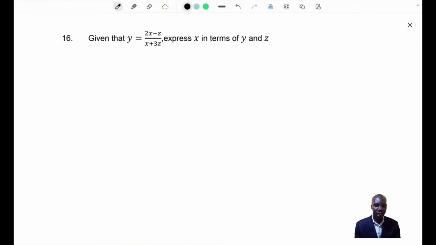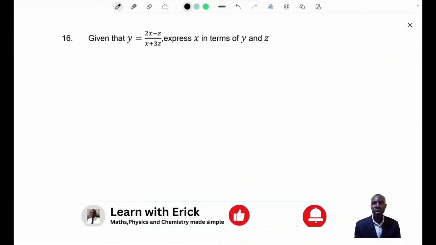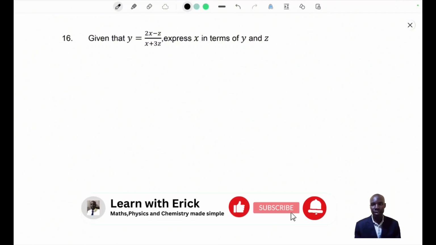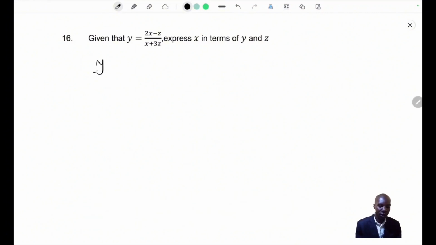Number 16, given that y equals 2x minus z over x plus 3z, express x in terms of y and z. So the question is telling us to make x the subject of the formula, that we are given y is equal to 2x minus z over x plus 3z. So we want to make x the subject of the formula.